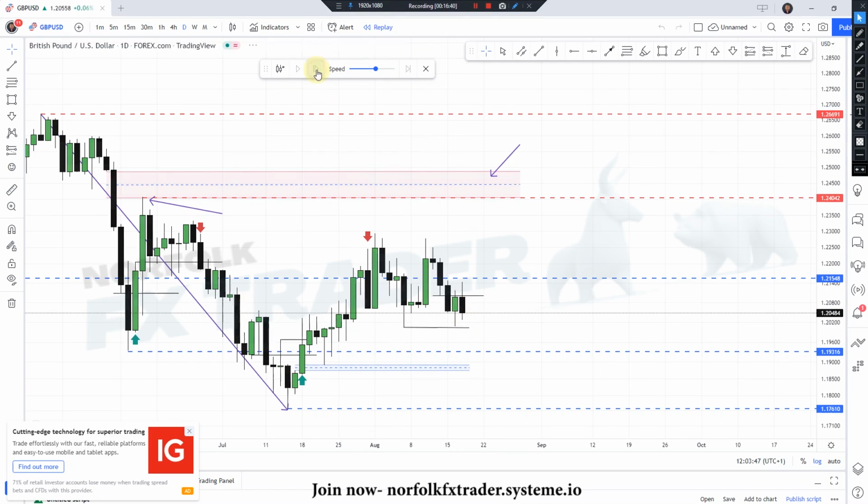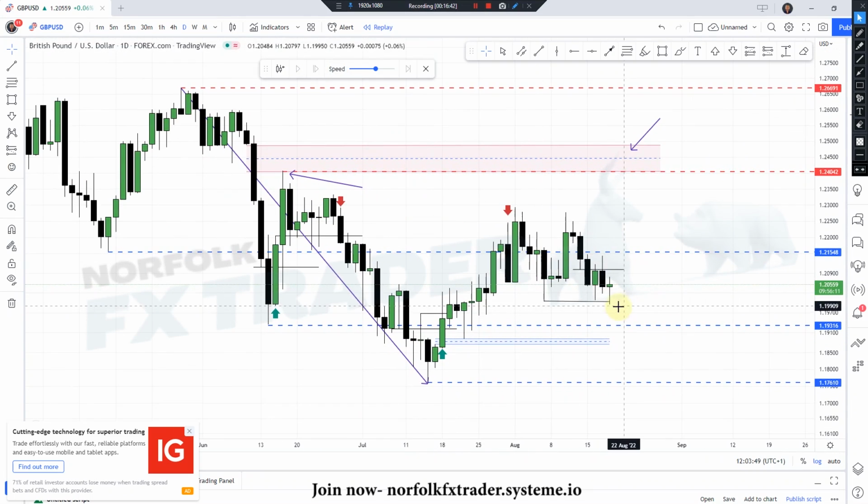So currently, the market is where we are. We're now seeing a manipulation of these lows. And what we want to see now is a continuation to the upside. But we need to see it close back above this level to show us that bullish bias is still intact.